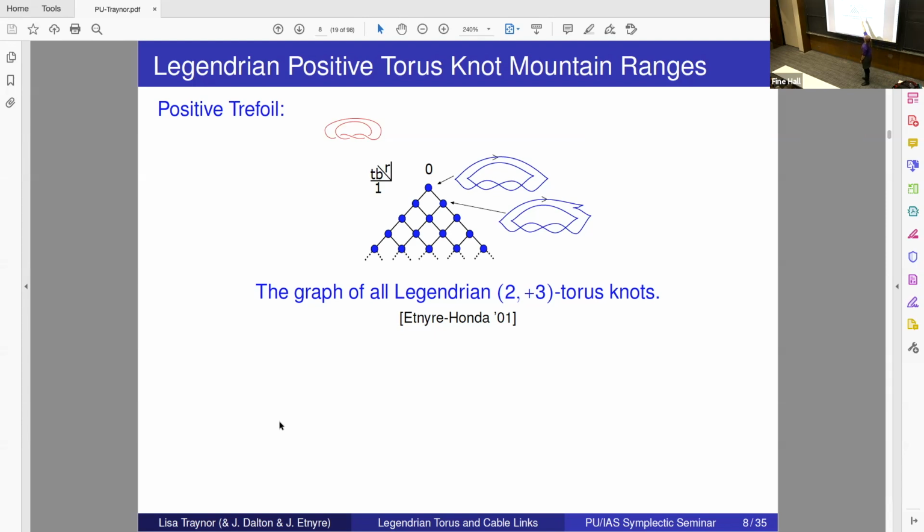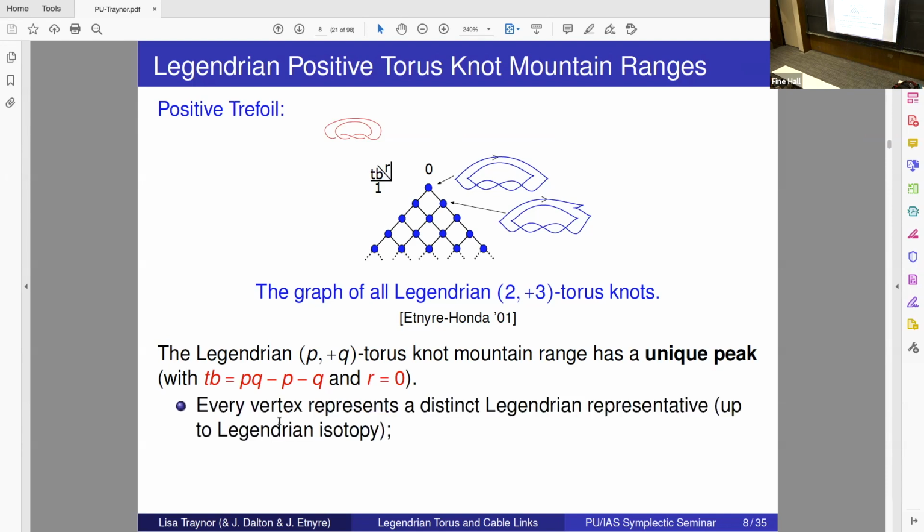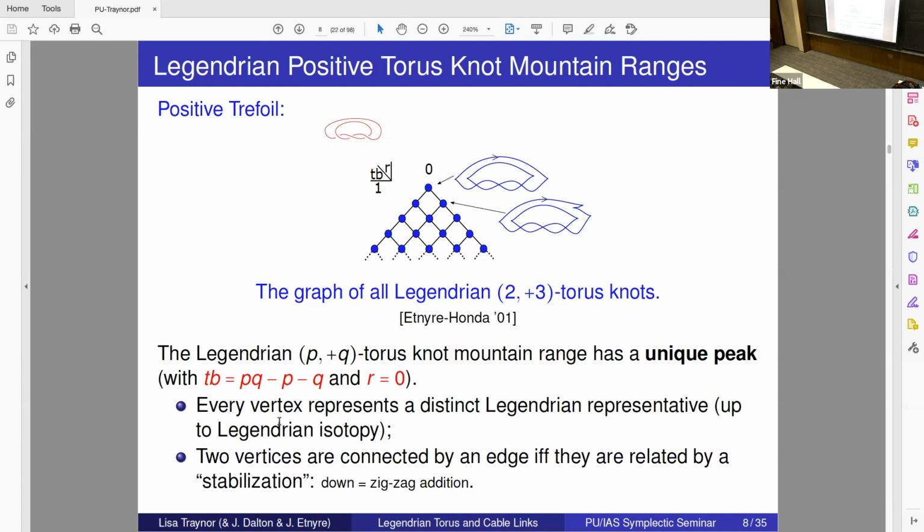So the idea is, again, if I know the shape at the top of the mountain peak, I know the shapes of all the different ones. And every vertex is a different Legendrian positive trefoil. So this is just the 2-3 Taurus knot, but in fact, all the P plus Q ones will look similar. There's always going to be a unique peak, but it'll be different. It'll be PQ minus P minus Q. So the height of that mountain will change, always centered at R equals 0. And again, just to emphasize, every vertex represents a distinct Legendrian representative up to Legendrian isotopy. And 2 vertices are connected by an edge if they are related by this stabilization.